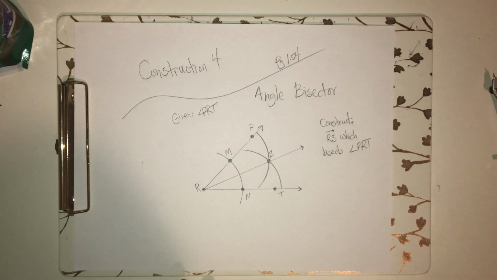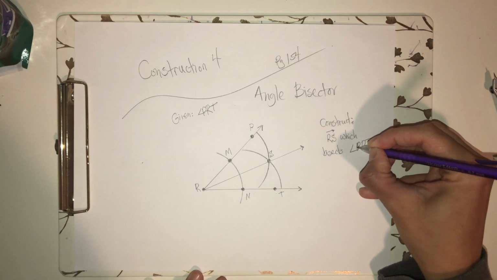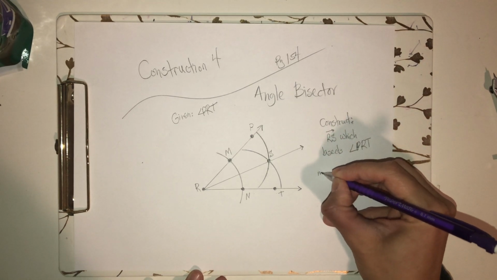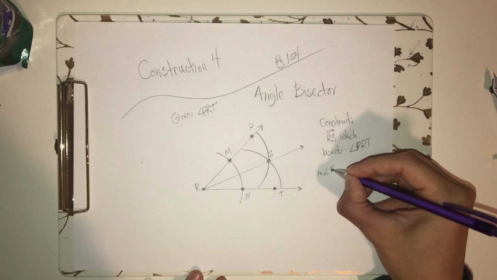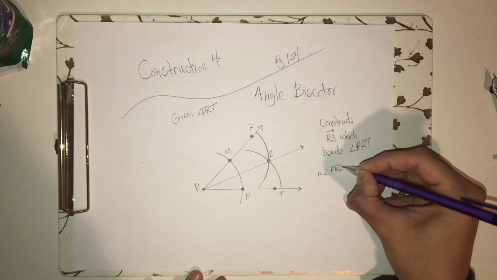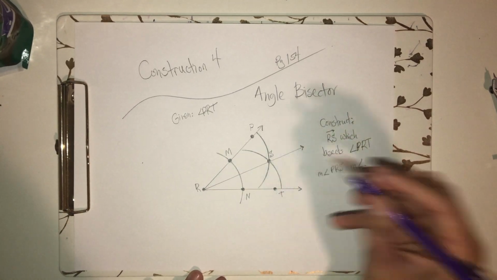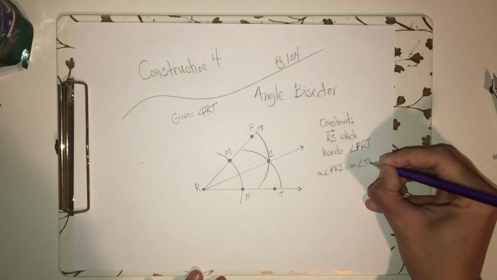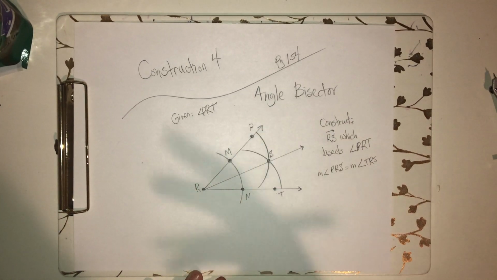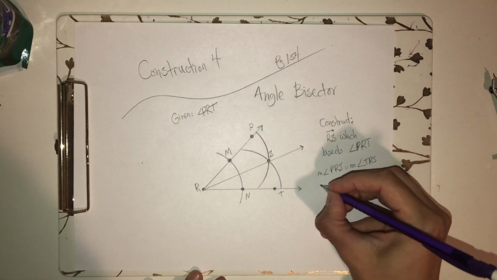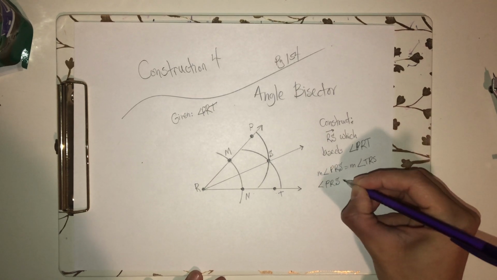So what can we say about this? RS indeed does bisect angle PRT, which means that the measure of angle PRS is equal to the measure of angle TRS, if you like, which means that these two interior angles that are now formed within the original main angle are also congruent to each other. This is something else that we can conclude.